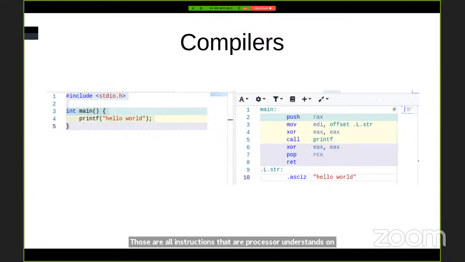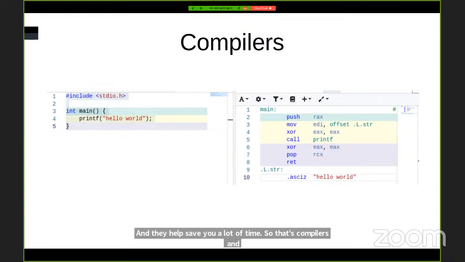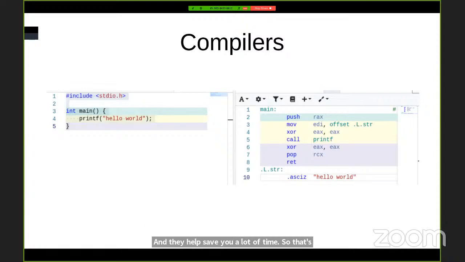On the left-hand side, you have the actual program which you write as a programmer. And another program called a compiler takes what you write and converts it to what the computer can understand. And they help save you a lot of time. So that's compilers. And they are the first piece of software that you typically write to make a computer usable by everybody else.